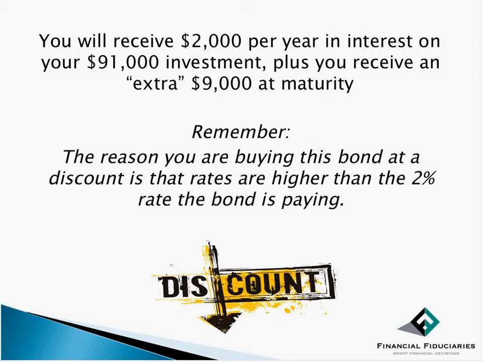But that's because the reason you're buying it is that the rates were higher than the 2% rate that the bond is paying. So again, the reason that the discount comes into play is that on other investments in the marketplace you could get 5%. So the value of this bond drops enough so that you can buy it and get a yield to maturity of approximately 5%.